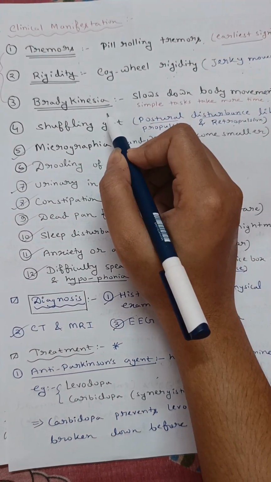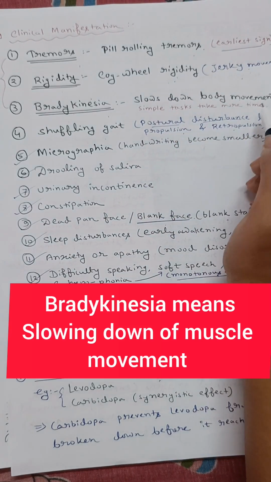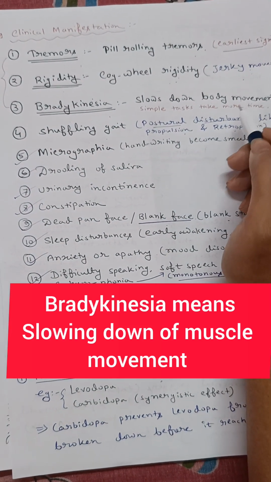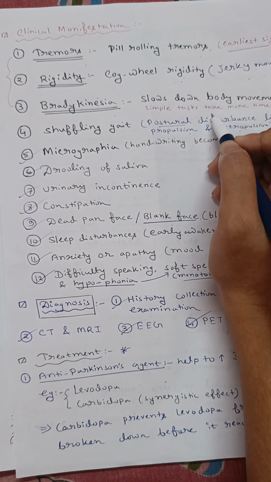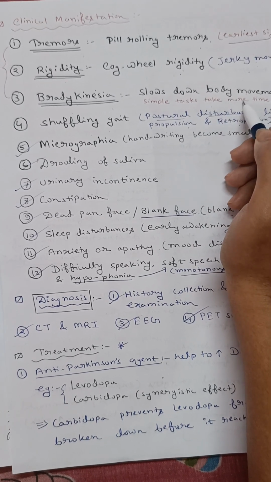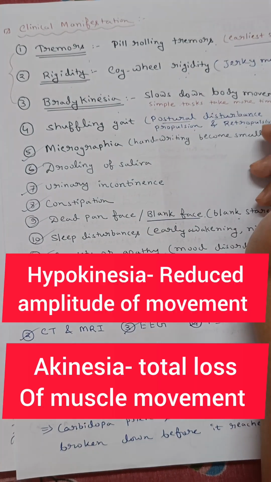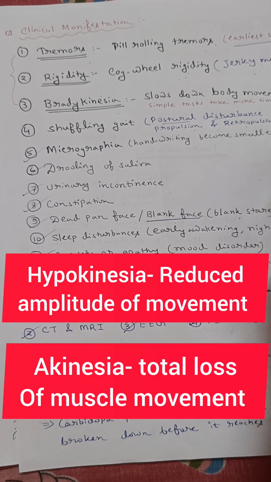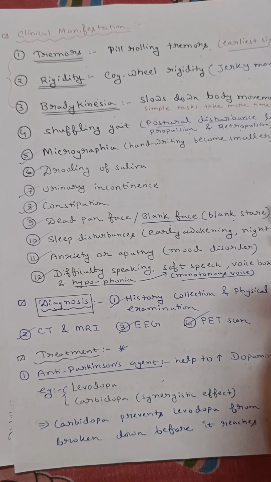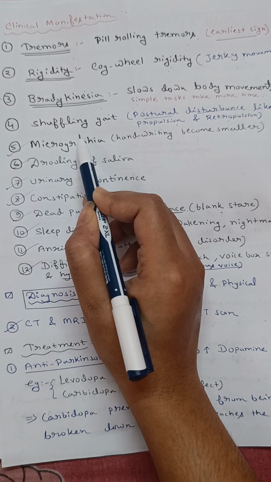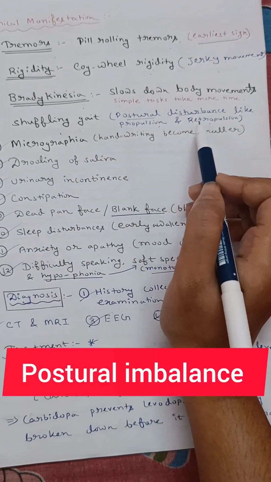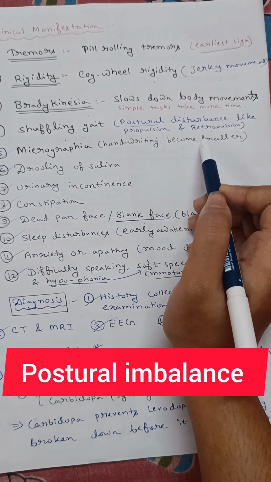And then bradykinesia. Bradykinesia means slowing down of the muscle movement. Like the patient has difficulty doing simple tasks, like eating, walking, etc. So firstly, hypokinesia occurs, then bradykinesia, and lastly akinesia, that is the loss of all types of body movement. Then another important clinical manifestation is the shuffling gait, where postural disturbances like propulsion and retropulsion occur.